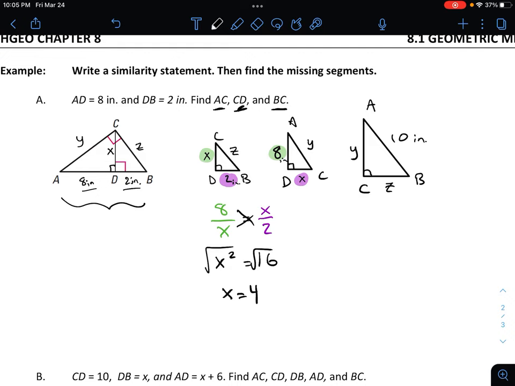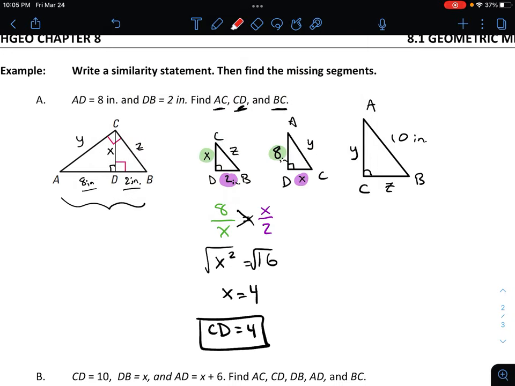All right, so that means since x was the value of CD, CD is x right here, I know that CD equals 4. That's very nice. And now I can keep finding my y's and my x's. Let's try to find CA next. Let's try to find y.